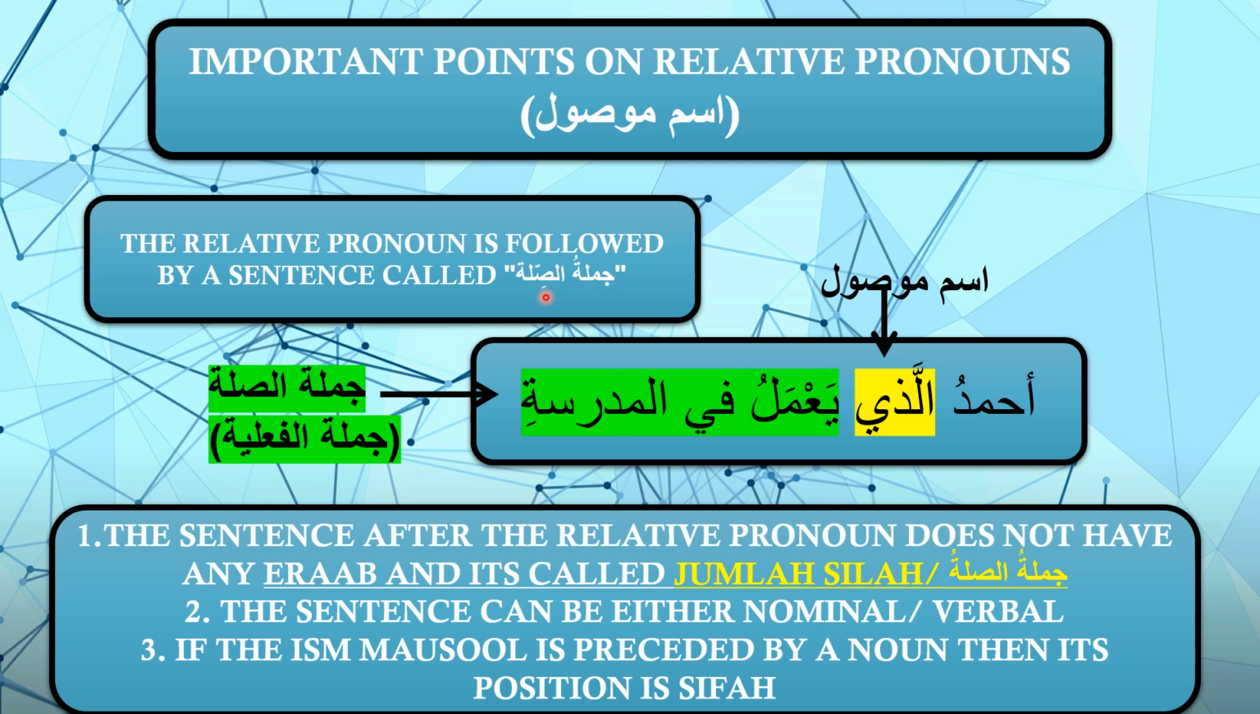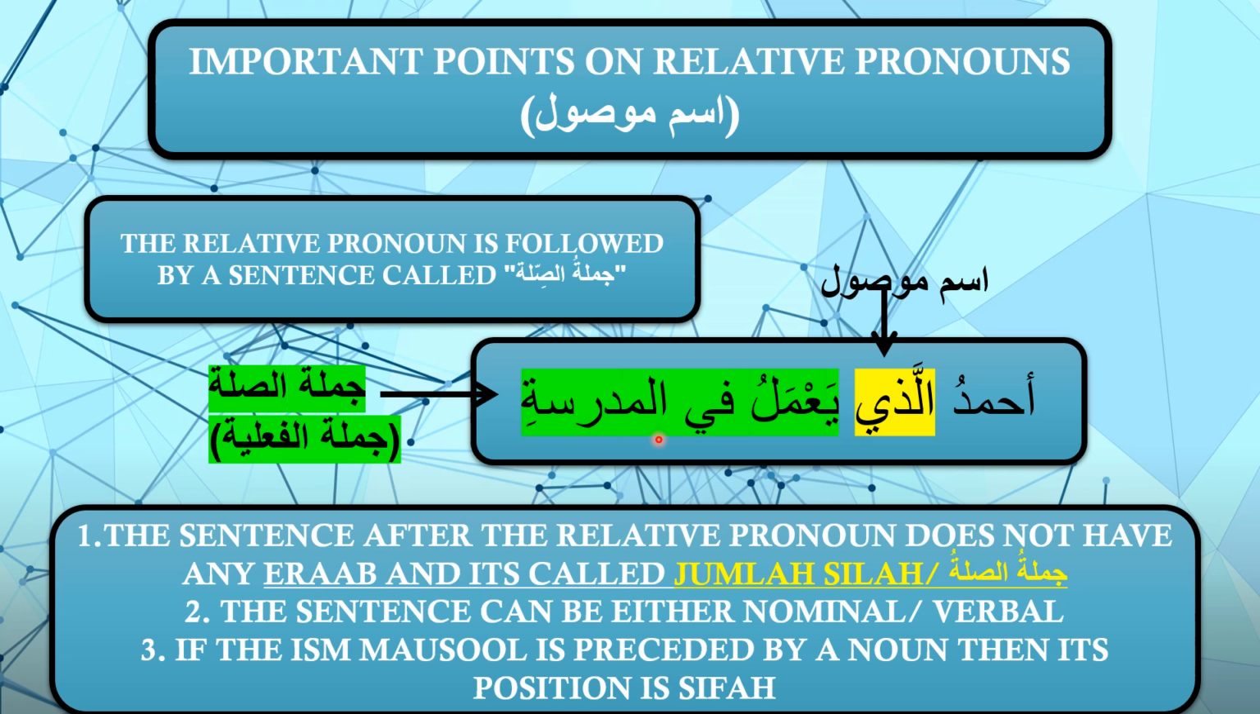So why is it called jumlatul sila? That means this sentence is coming after the mausool. That means this jumla or this sentence ya'malu fil madrasa is connected with ism mausool. So that's why it's called jumlatul sila, and this jumlatul sila does not have any i'rab. You might do the i'rab, for example, ya'malu fil madrasati, fil madrasati jar wa majroor, but it doesn't hold any i'rab. So whenever any jumlatul sila comes, you can say la mahallaha min al i'rab.